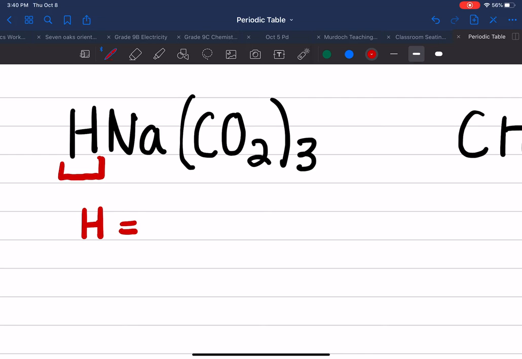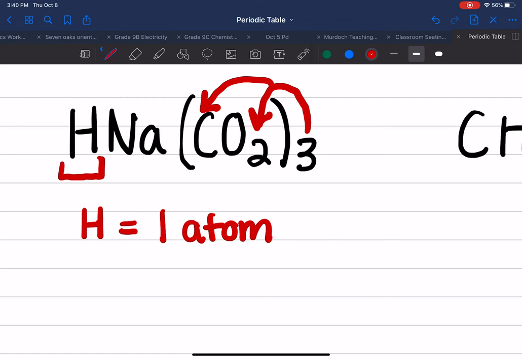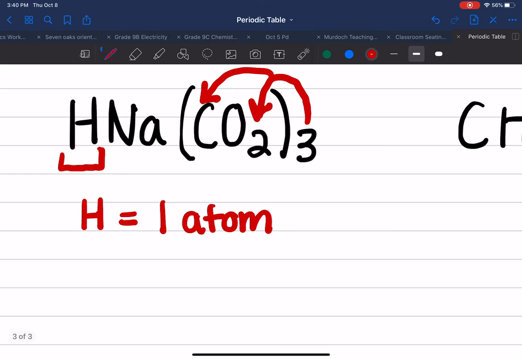And how many are there in this practice problem? Well, there's a 3 right here. However, this 3 only applies to everything that's in its bracket. So this 3 does not apply to the H, and therefore we know there's 1 atom of hydrogen in this molecule. Now let's look at the next one.